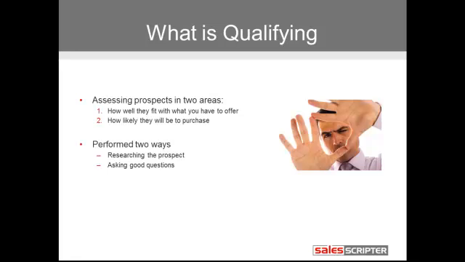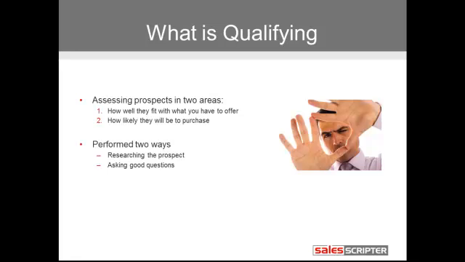What is qualifying? Basically, qualifying a sales prospect is assessing them in two key areas. First, you're sizing them up for how well they fit with what you have to offer. Do they even need what you sell? And if they do, looking deeper, is it more of a want or more of a need? But then it's also looking at how likely they will be to purchase from you. Do they love what you have but have a zero possibility of ever spending any money with you? That's not real great. You want to be able to get those prospects identified and disqualify them.